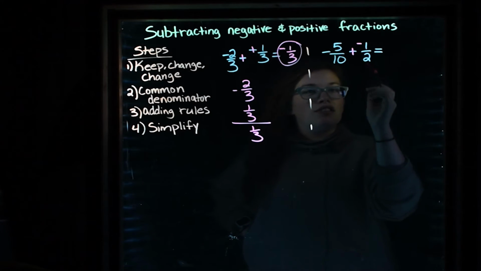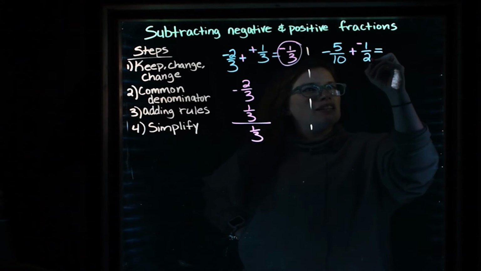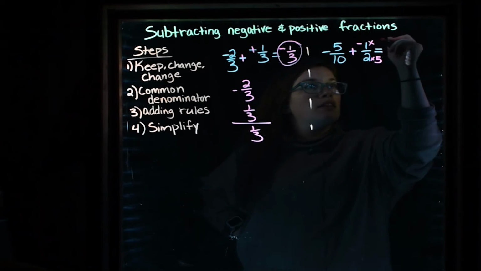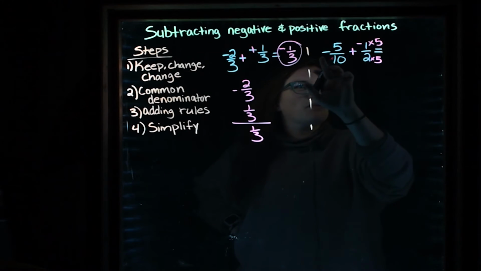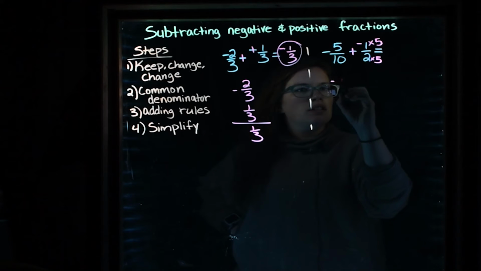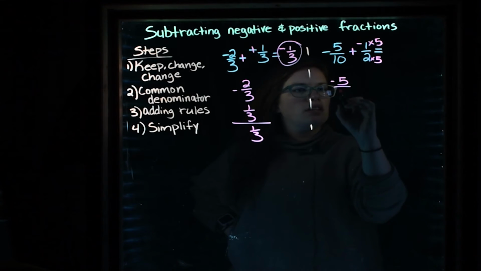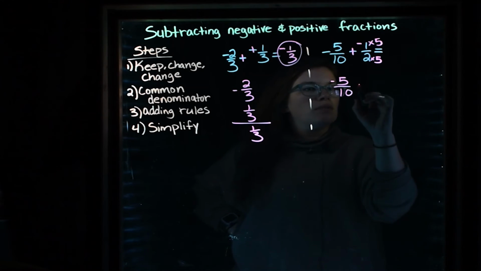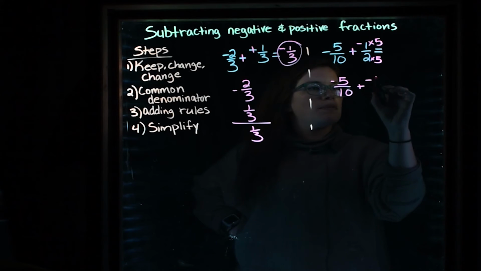I've got a 10 and a 2. But I know I can do 2 times 5 to get me to 10. Whatever I do on the denominator, I need to do on the numerator. I'm going to go ahead and rewrite this here. Negative 5/10 plus a negative 1 times 5 is 5. 2 times 5 is 10.